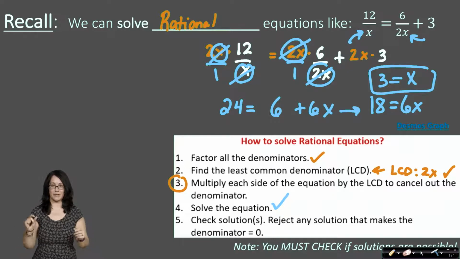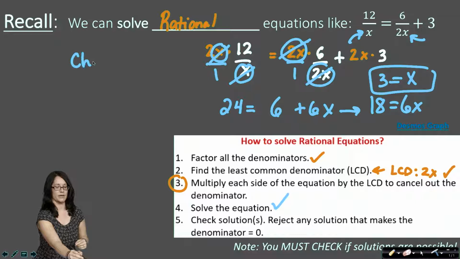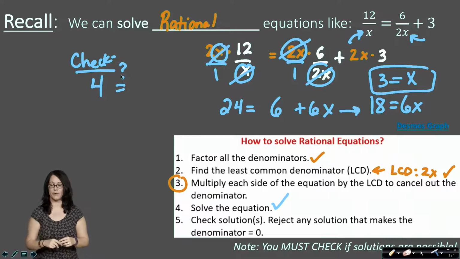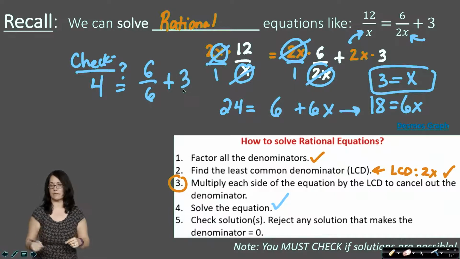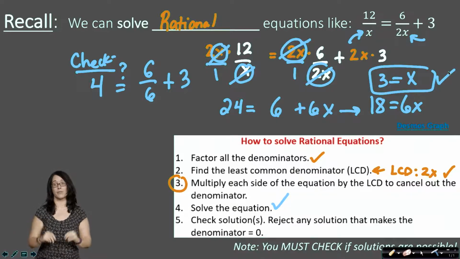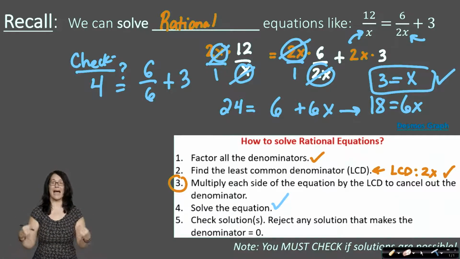You can also check that it actually works. Here's my little check: does 12 divided by 3, which is in fact 4, equal the other side when I insert my input x to be 3? Well, that would be 6 over 2 times 3. Well, that's 6 over 6, which is 1. And 1 plus 3 is in fact 4. So yes, we have verified our answer is not only plausible, but it's also accurate.